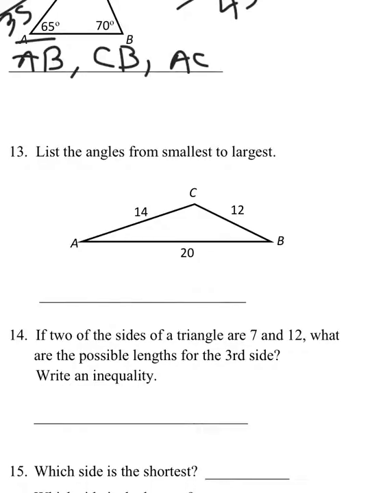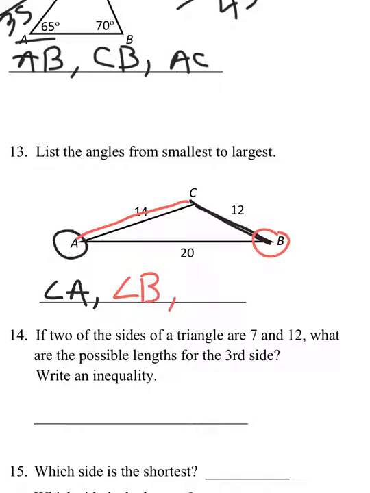List the angles from smallest to largest. Same idea, but with the angles having the side length. So the shortest side is CB. That's across from angle A. The middle side is CA. That's across from angle B. And the longest side is AB. That's across from C. ABC. It's as easy. Oh, wait, it is as easy.